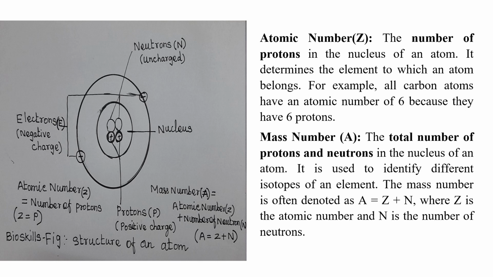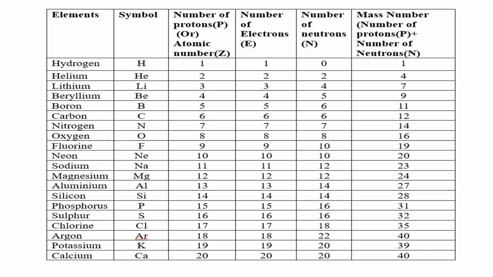Mass number A is the total number of protons and neutrons in the nucleus of an atom. It is used to identify different isotopes of an element. The mass number is often denoted as A equals Z plus N, where Z is the atomic number and N is the number of neutrons. Have a look at this table. The first 20 elements' atomic numbers and mass numbers have been listed here.